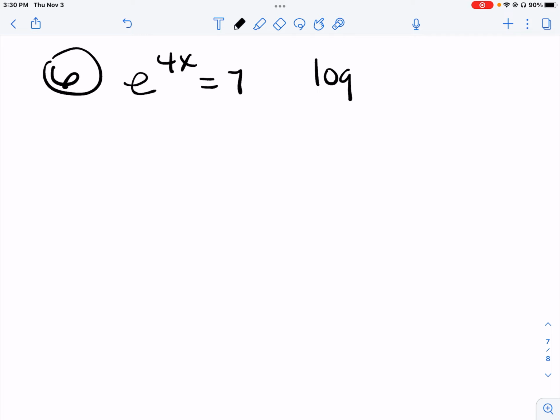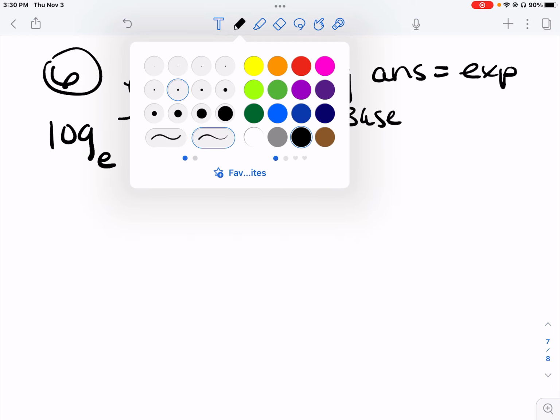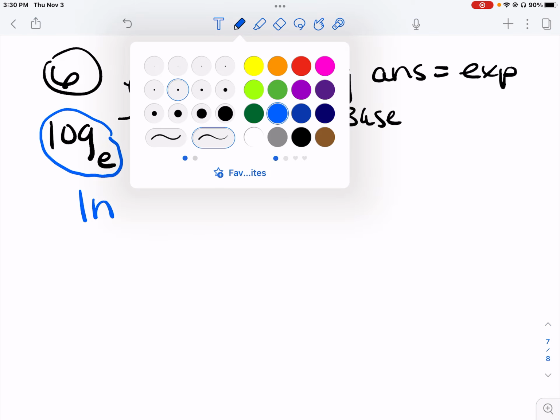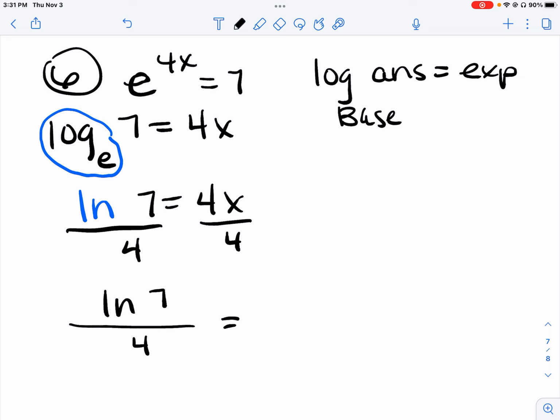Okay, we're going to use the same thing, log base, answer equals exponent. This time it is an exponent because it's got something to a power. So we're going to write log, this is the base, 7 is the answer, and it's equal to 4x, which is the exponent. Log base e we call ln. And then we divide by 4. So the ln of 7, all of it divided by 4, is x.